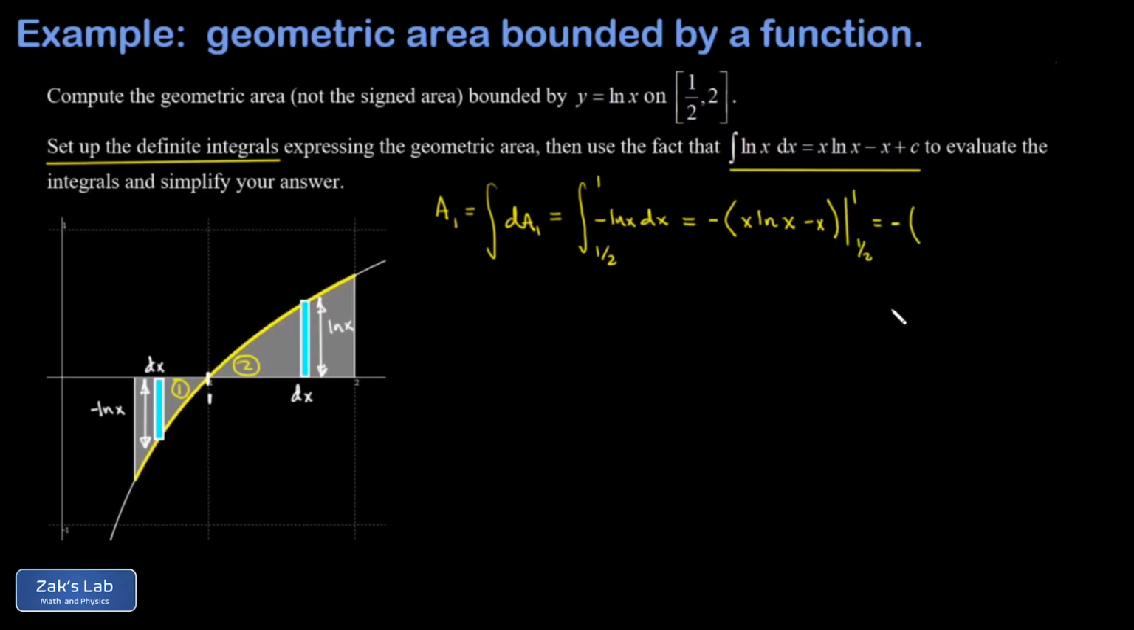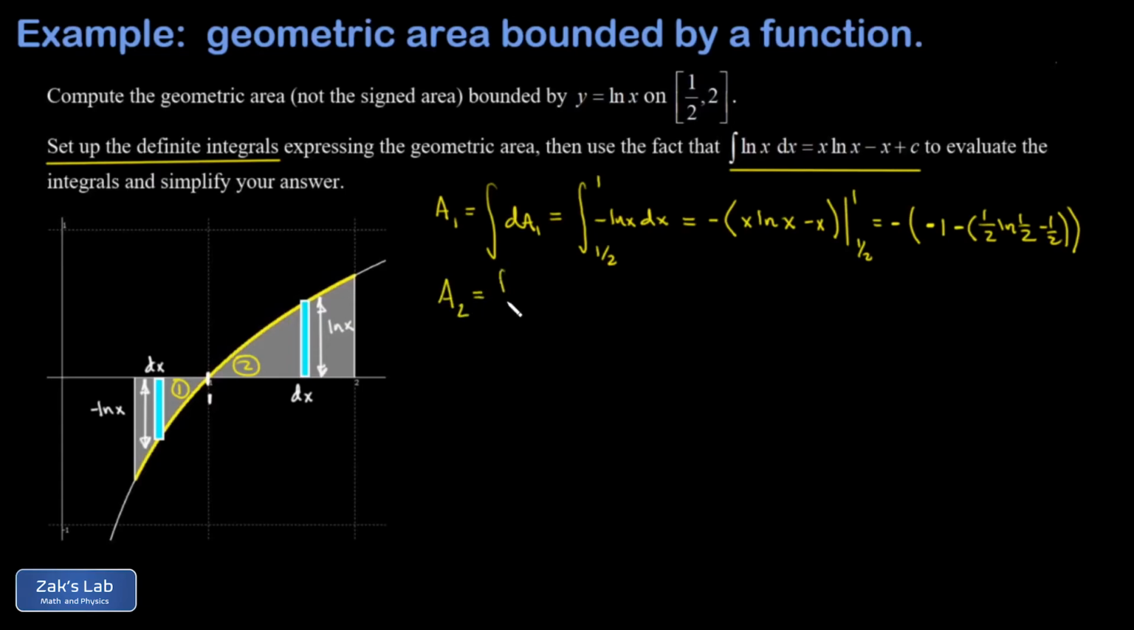When I plug in the upper limit, the natural log of 1 is 0, so that term vanishes, but the negative 1 survives. And then I subtract what I get plugging in the lower limit, which is 1/2 natural log 1/2 minus 1/2. I'm going to leave it that way and simplify at the end. We'll move on to A2.